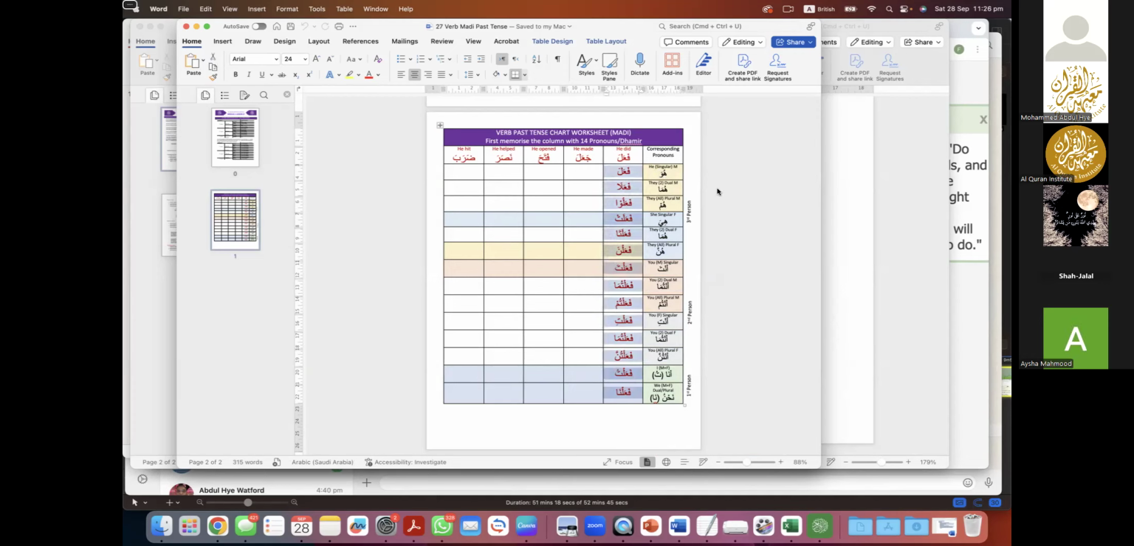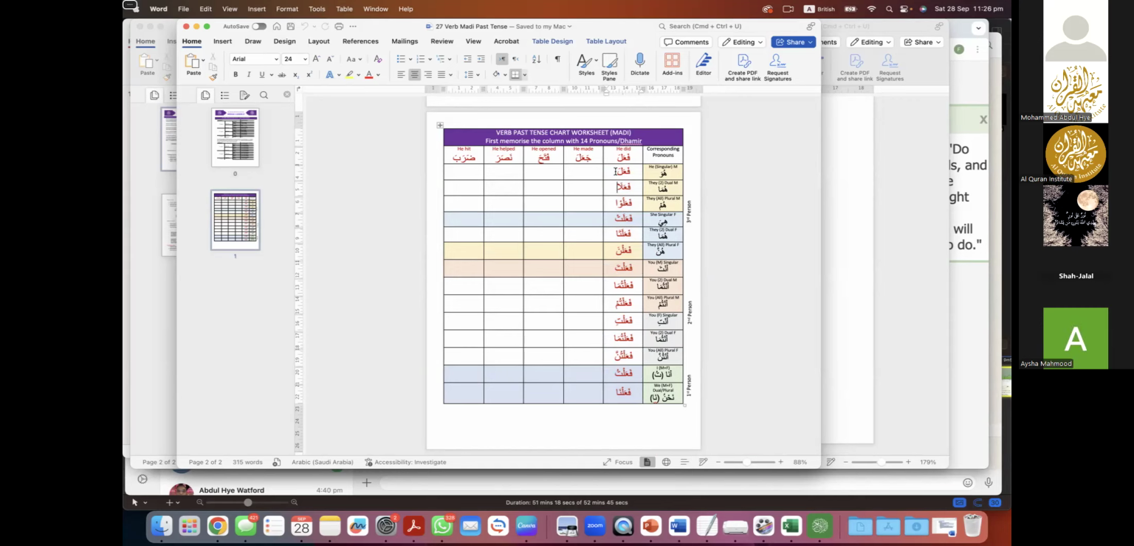Fa'ala is the verb. From the first, huwa, the equivalent verb is fa'ala. As you know, huwa is one male, huma is dual, two males. So the huma version of fa'ala is fa'ala, with an alif added here. And then hum, plural, fa'alu. So what you will be doing, you will be blindly memorizing it, first of all.